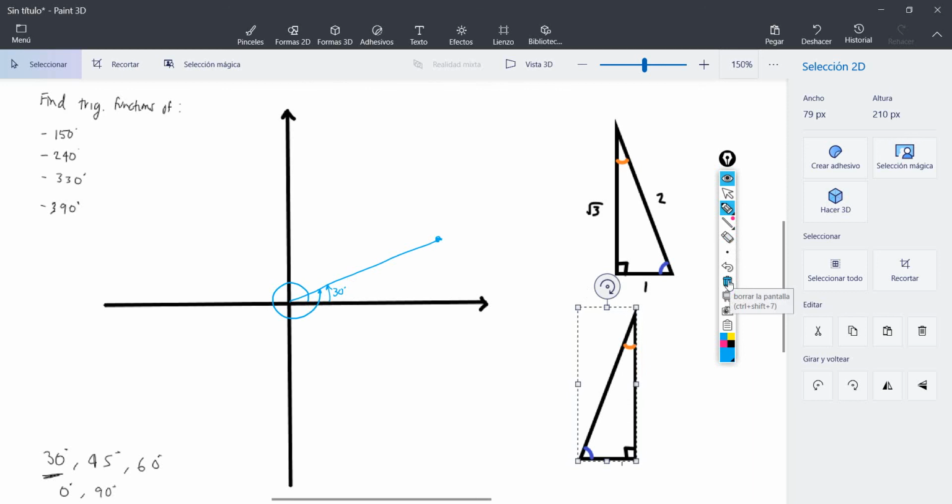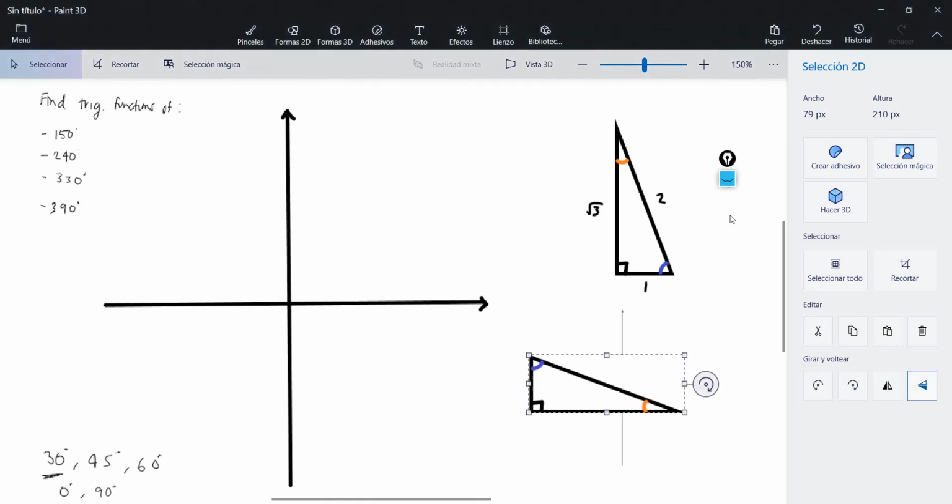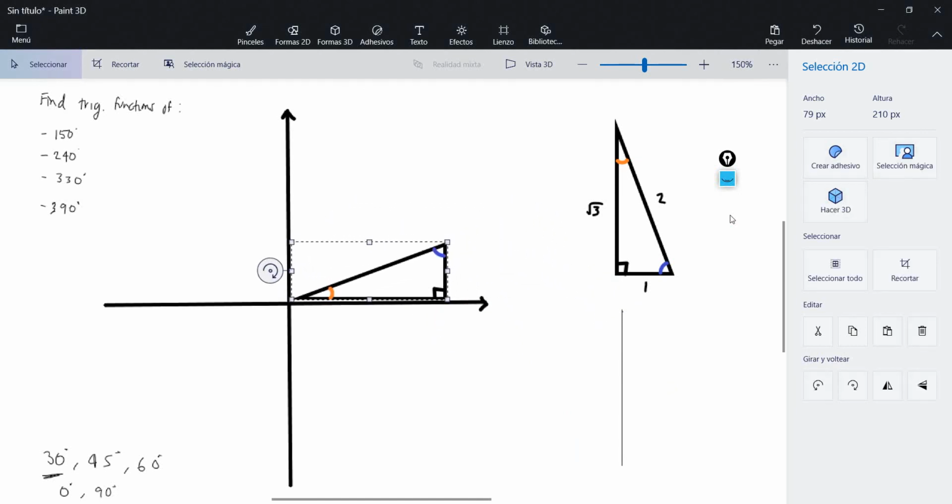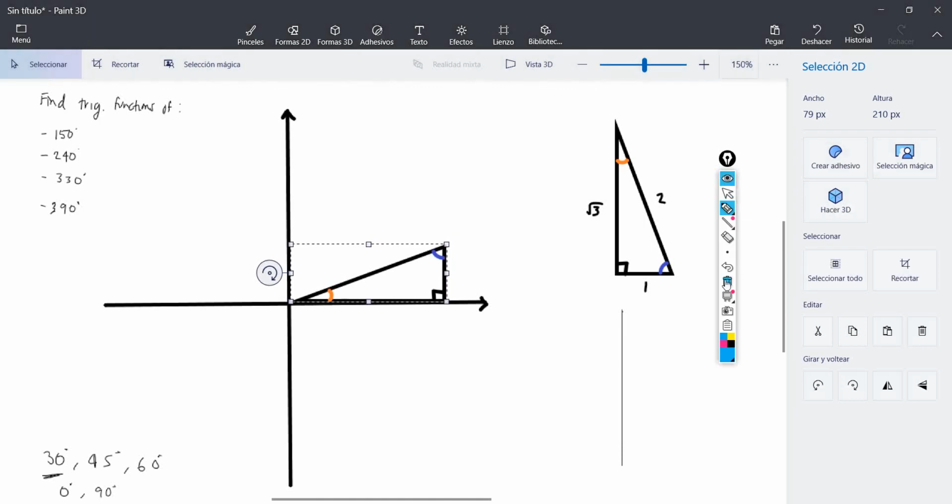So basically, all I need to do is have my triangle look like this again, right there. Because the angle that I'm trying to find the trigonometric functions of is this one, and such angle, like I repeat, is all of this. It's one full turn plus 30. There you go. So it matches with this triangle. You see? Okay, and that's it.